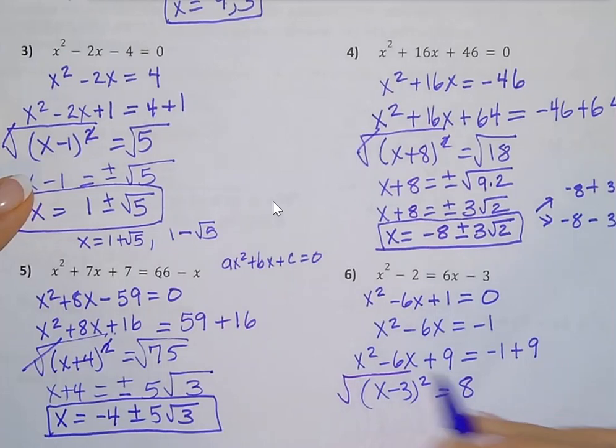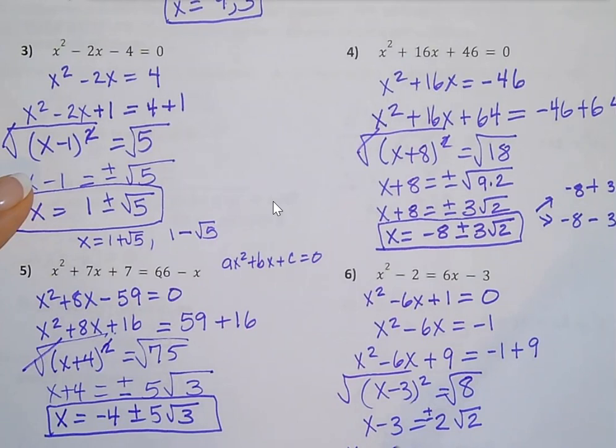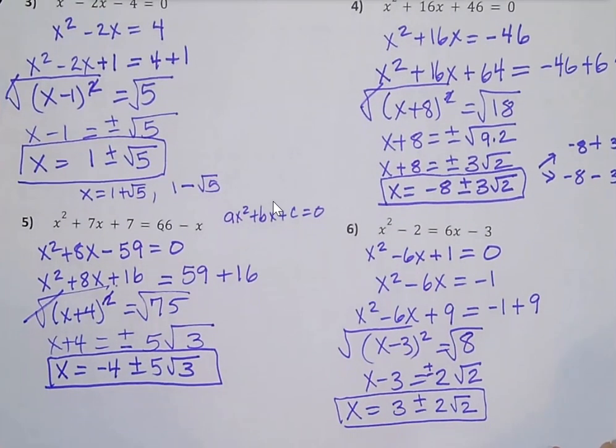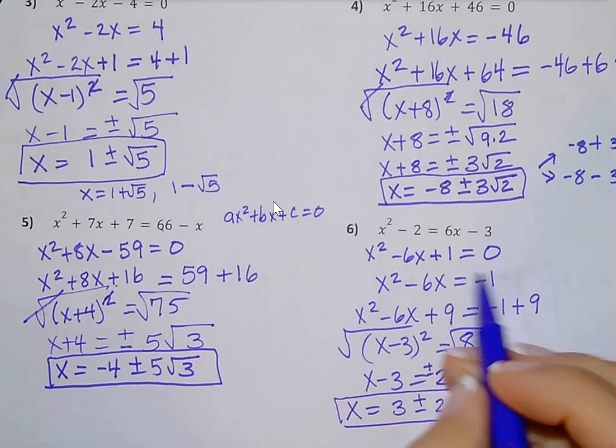Okay, and we're going to take the square root of each side, and so I have x minus 3 equals the square root of 8, which is really 2 roots of 2, plus or minus. x equals, I'm going to add 3 to each side, so 3 plus or minus 2 times the square root of 2. Okay, oh, you can't see what I wrote, I'm sorry, x equals 3 plus or minus 2 roots of 2.